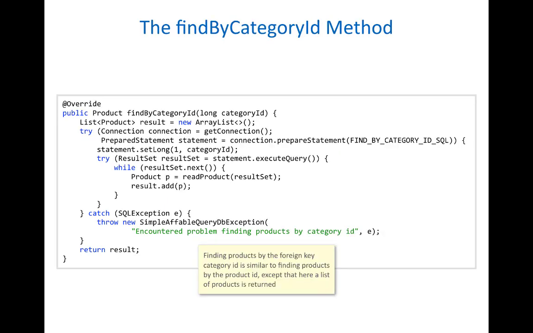Finally, let's look at the findByCategoryID method. This method is similar to the findByProductID method, except that it returns a list of all products associated with the category instead of just the single product associated with the given primary key.